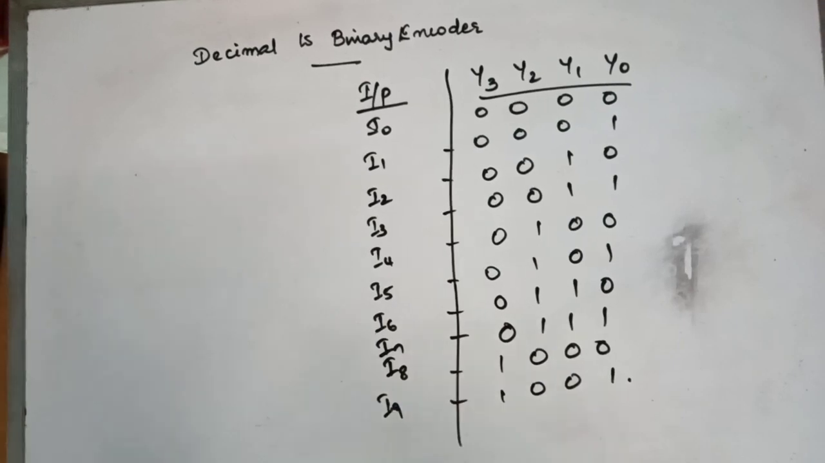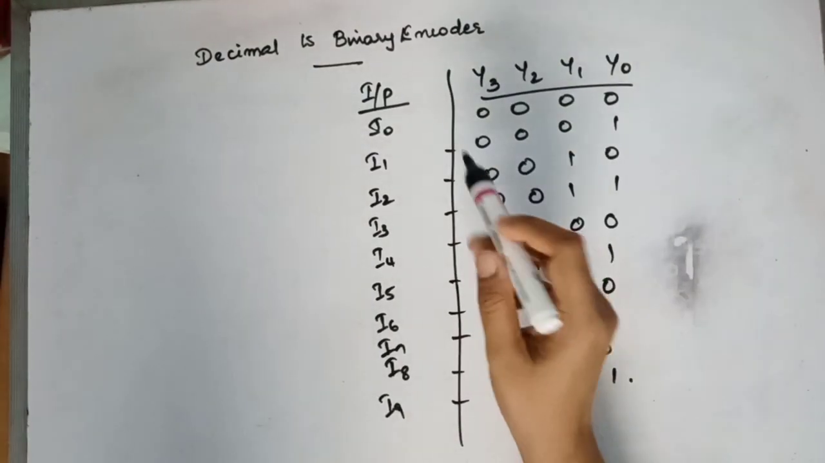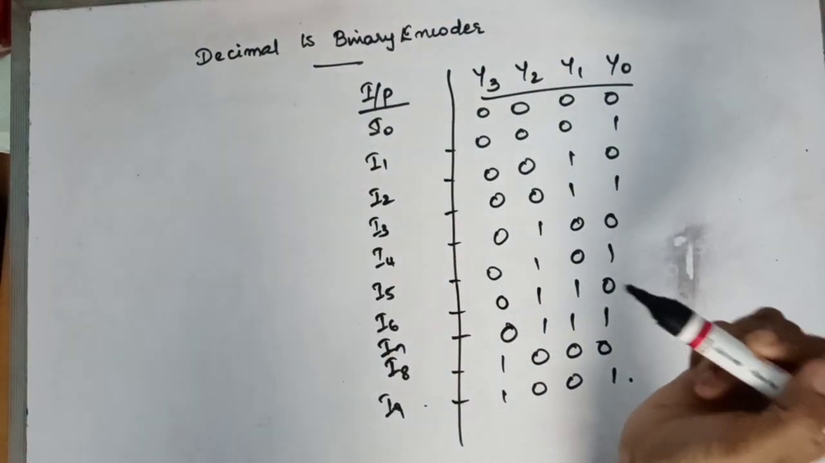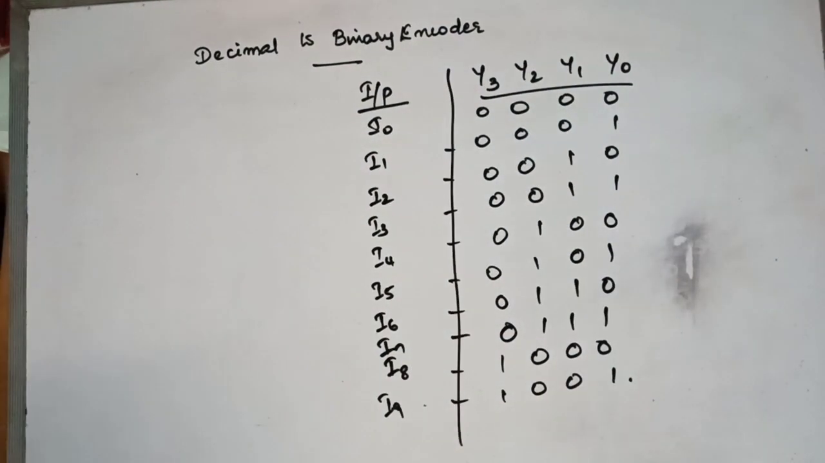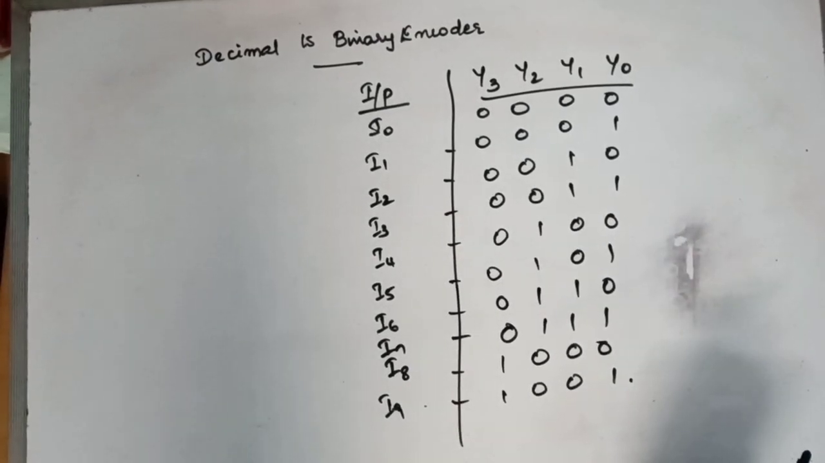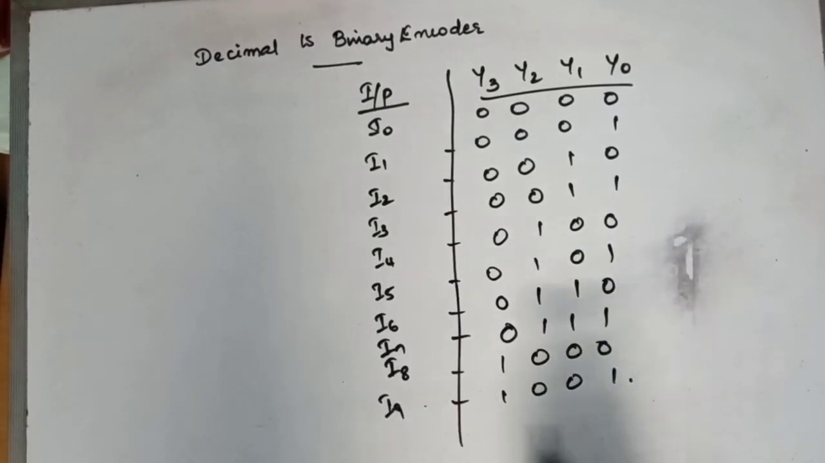So don't continue, because in decimal you have only till I9. So don't write till 15, because then that won't be decimal. In decimal you have only from I0 to I9. If you write it till I15, then that will be hexadecimal.